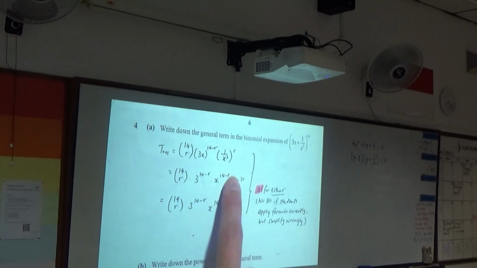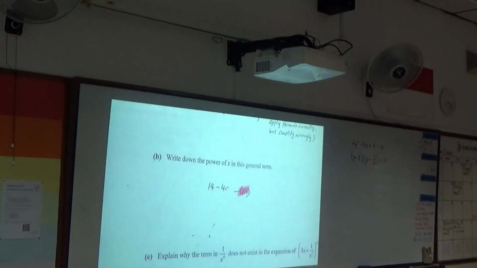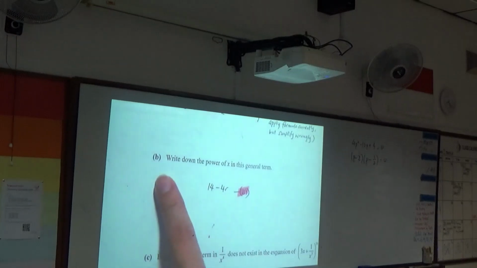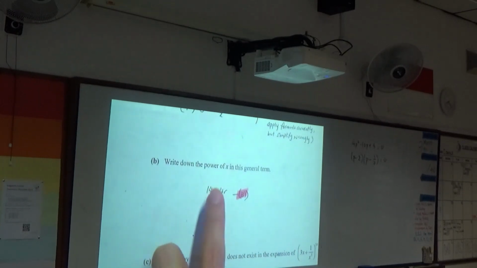to the power r. Now I think that there was a little bit of misunderstanding in terms of part B. I do have people who don't understand what the question is trying to say, give me very lengthy working and then not even answering the question at all. Question 1 is the power of x in the general term.